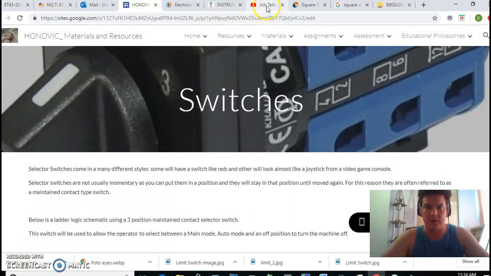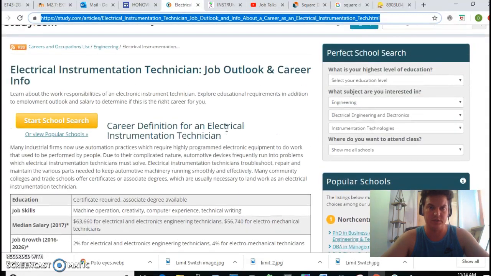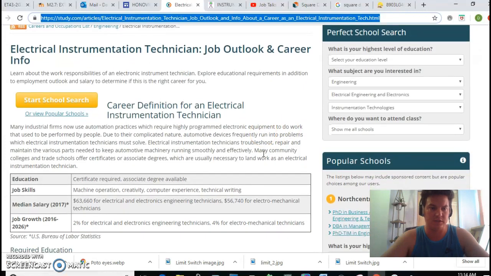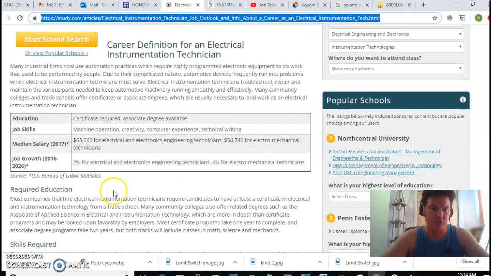Now, another thing that I would like to point out is the need for these technicians and this skill in the field is ever growing. I couldn't really find a great article that said, hey, we need people. But here's some examples of the job growth. So 2% for electrical and electronics engineer technicians, 4% for electromechanical technicians. And that's basically the job title that they're looking for.